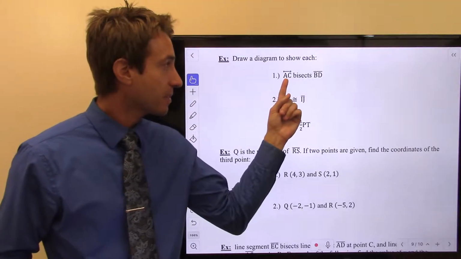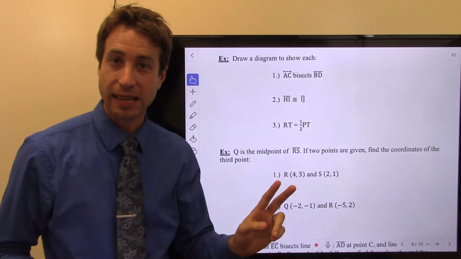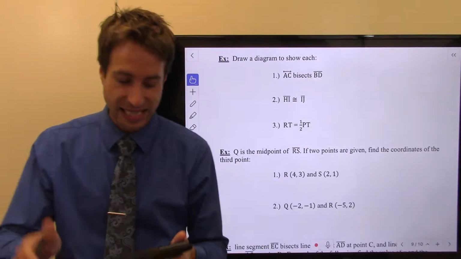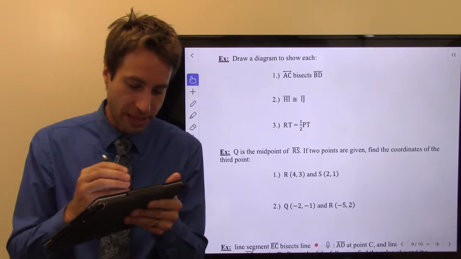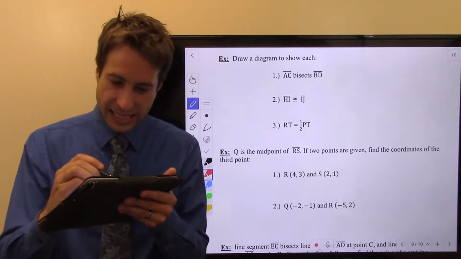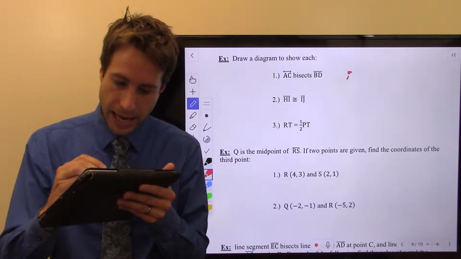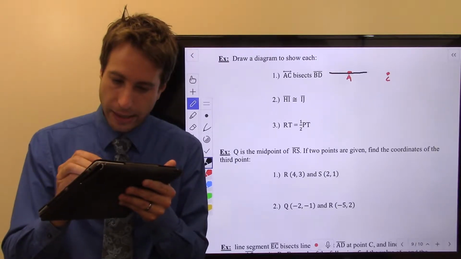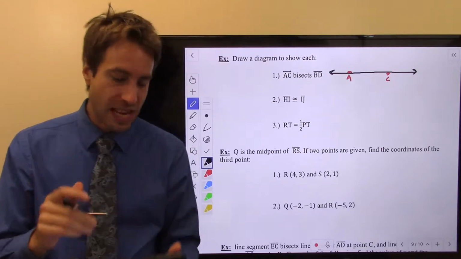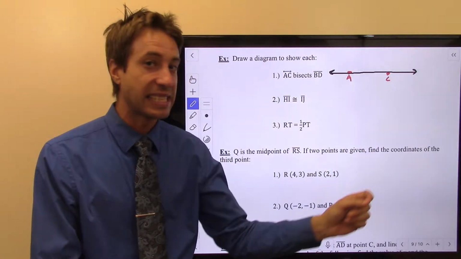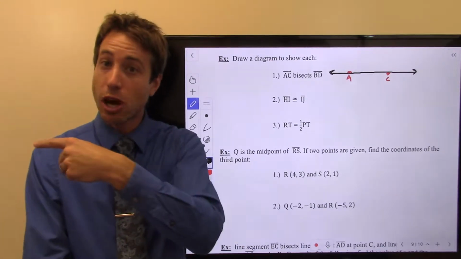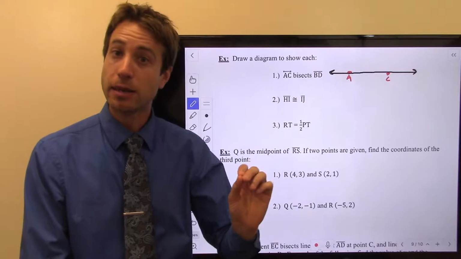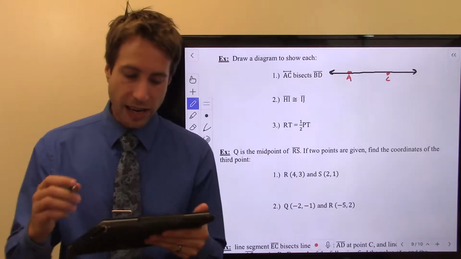I tell you, AC, two capital non-italicized letters. Those are points, but the line above it with the arrow on each end tells me that this is line AC. So let's go ahead and draw a line. There is point A. There is point C, and I have a line that runs through it. Now, I tell you that line AC bisects, well, we just talked about bisect on the previous page, bisects segment BD. All right, so we've got a couple of options here.